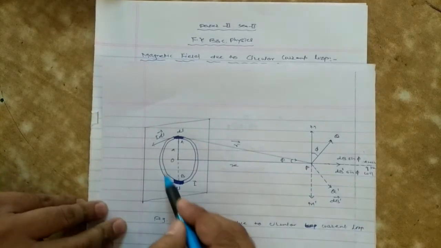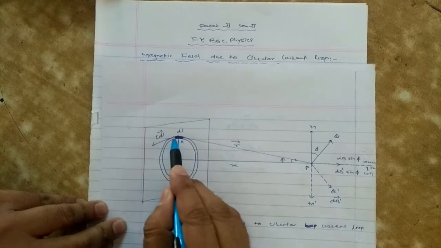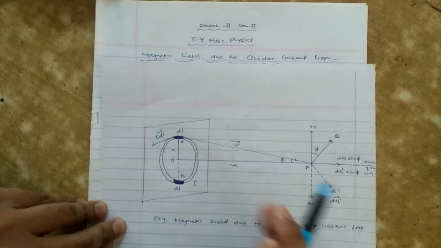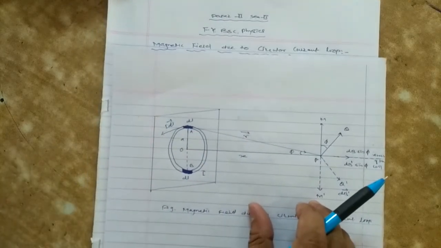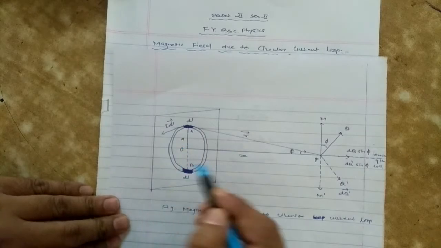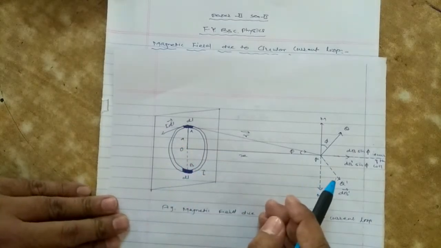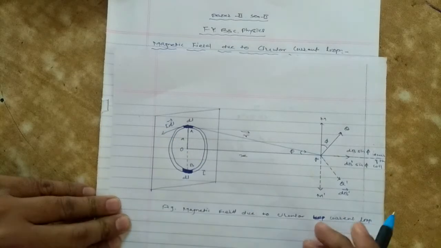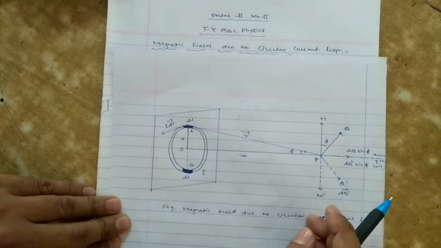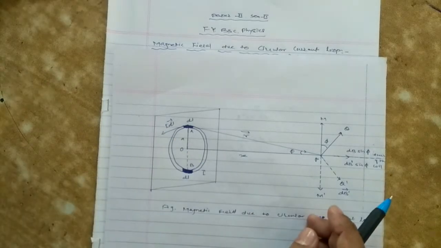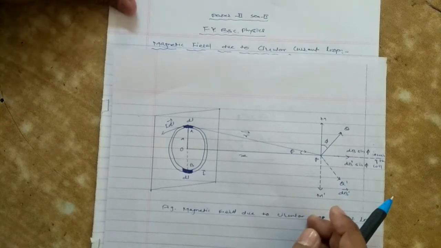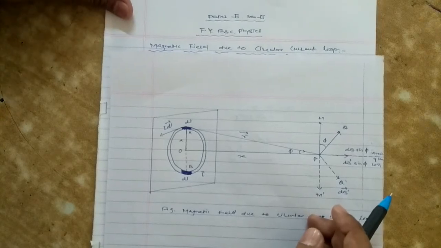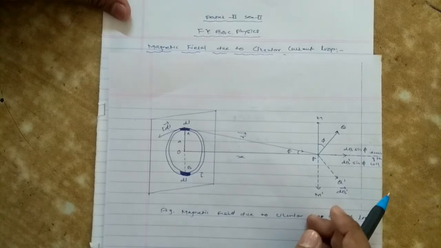This is the diagram of a circular loop. This is length dl. Consider a circular loop of radius a, carrying a current I, as shown in the figure. The expression for magnetic induction at any point on the axis can be obtained by using the Biot-Savart law, which we have already learned.